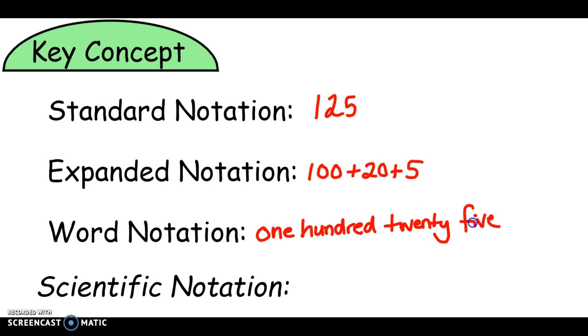And today we're going to talk about scientific notation, which we mostly use in science class to write really big numbers or really small numbers, in which the number 125 would look something like 1.25 times 10 to the second. So that's what we're going to be working on today, how to write a number in scientific notation versus the other notations. So we're just building upon what we already know.